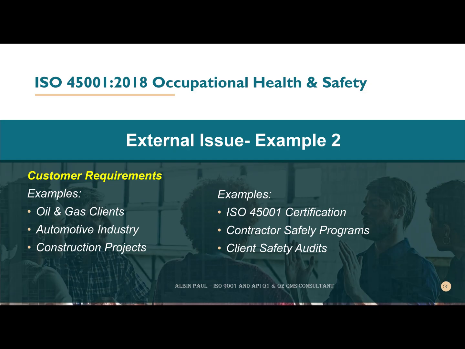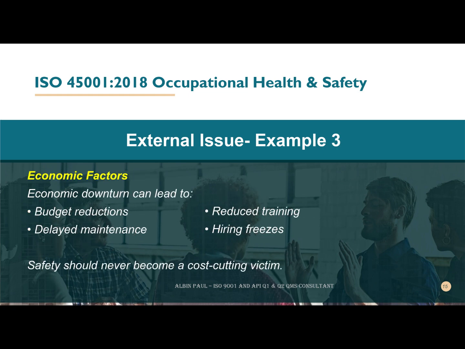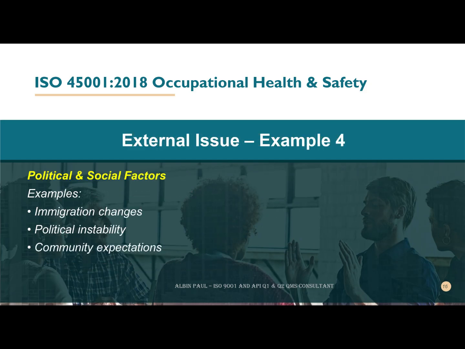In other industries, customers may require strict contractor safety management, drug and alcohol testing, permit to work systems, or mandatory incident reporting. Meeting these expectations becomes essential for business success. Economic factors. Now picture an economic recession. Budgets become tighter. Management considers postponing equipment maintenance or delaying safety training to reduce cost. Although this may appear financially sensible, it can significantly increase workplace risk. Economic conditions directly influence safety decisions.